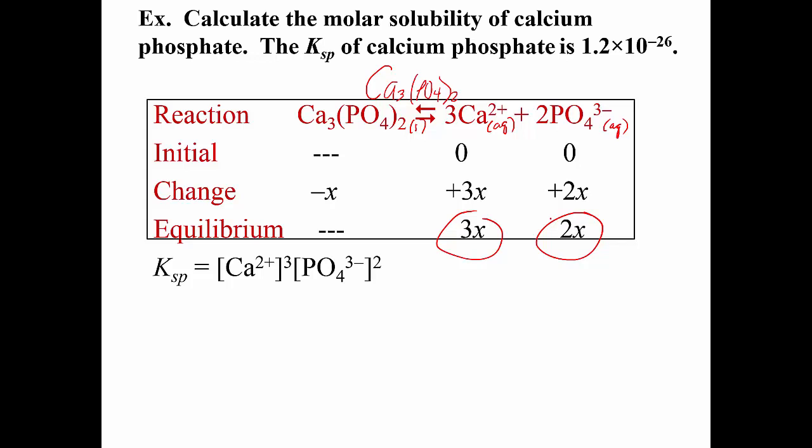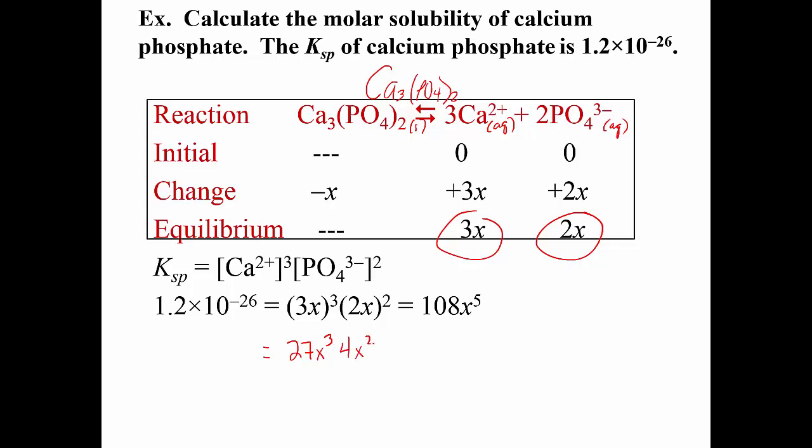Now this is where you have to be careful with your algebra, because I plug in your Ksp, and so now I've got (3x) cubed times (2x) squared. So 3 cubed is 27, x cubed. 2 squared is 4, x squared. 27 times 4 is how I got 108 x to the 5th.